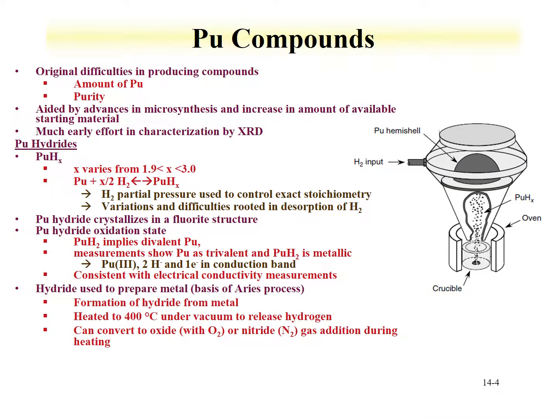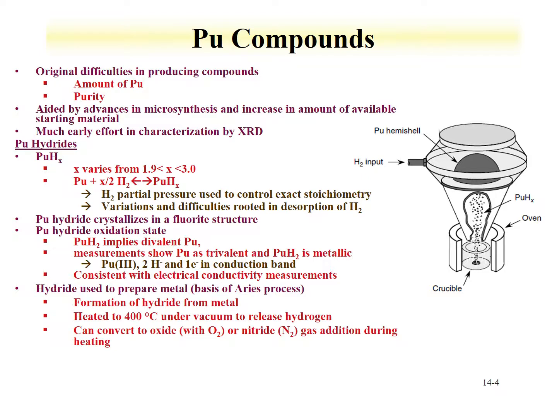All right, now that we've discussed plutonium metal, we can begin evaluating plutonium compounds. There was originally a difficulty in producing plutonium compounds, mainly for two reasons. One, it was hard to get a hold of plutonium, and if you got a hold of plutonium, the purity was not certified. So it was often difficult to get the plutonium metal, or the plutonium compounds that you were using as starting material, into pure forms.